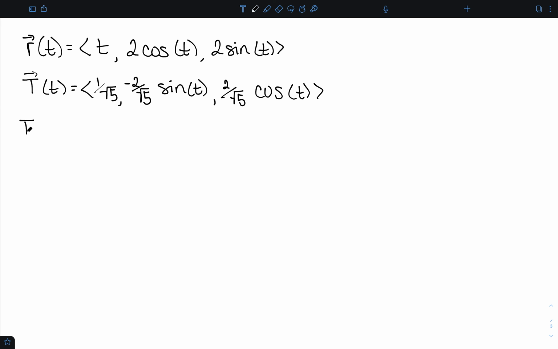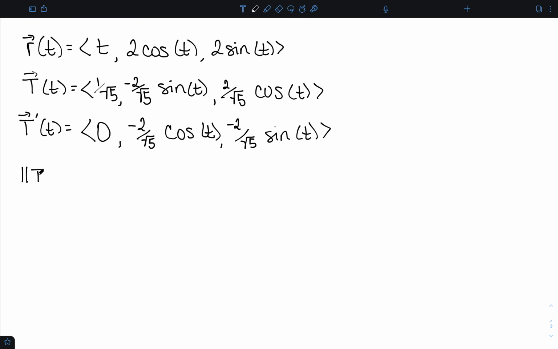To find our unit normal vector, we need to start by taking the derivative of this. The derivative of 1 over the square root of 5 is 0. The derivative of negative 2 over the square root of 5 times sine of t will be negative 2 over the square root of 5 times cosine t. Then the derivative of 2 over the square root of 5 times cosine t will be negative 2 over the square root of 5 sine t.